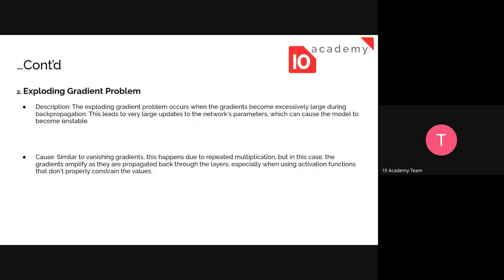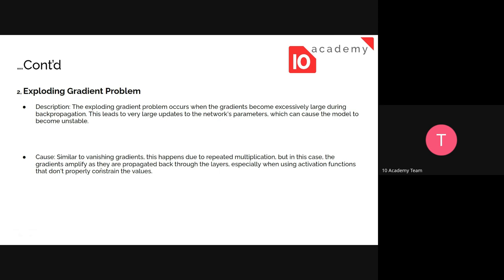The gradient function is going to be updated every time. The second one is the exploding part, which occurs when the gradients become excessively large during backpropagation, okay? This leads to very large updates to the network. If we have a very large gradient, the weights might exceed an amount that we don't want them to exceed, which can cause the model to become unstable.